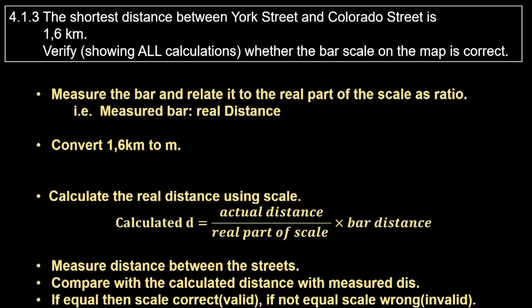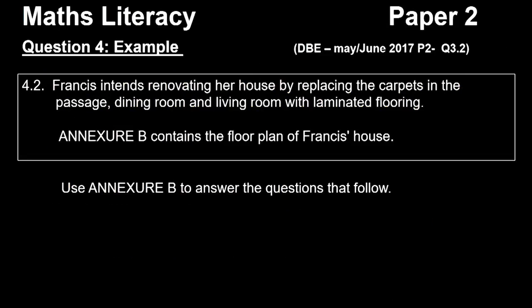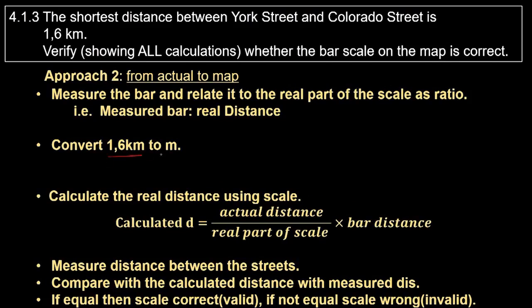This is another way that you can approach it. Still the same thing, but then now we are going the other way around. We're starting with our actual distance. We want to see if the 200 is correct there on the bar.